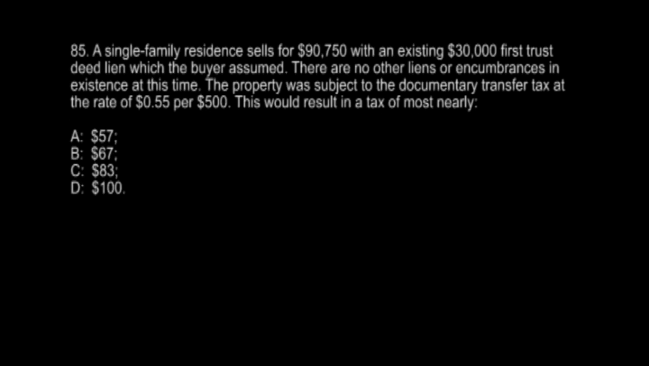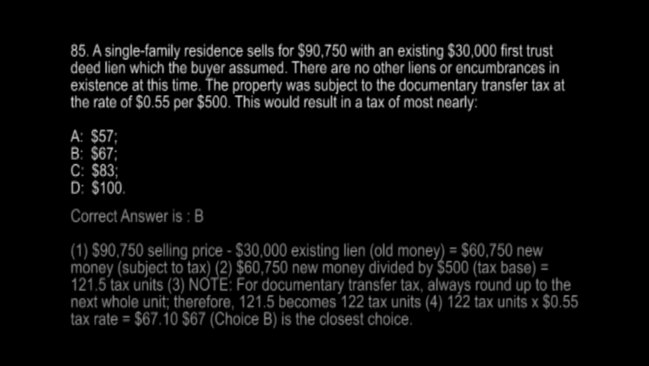85. A single-family residence sells for $90,750 with an existing $30,000 first trust deed lien which the buyer assumed. There are no other liens or encumbrances in existence at this time. The property was subject to the documentary transfer tax at the rate of 55 cents per $500. This would result in a tax of most nearly A. $57, B. $67, C. $83, D. $100.